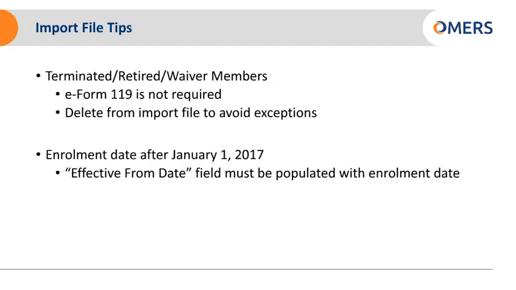Lastly, for those who enrolled after January 1st of the reconciliation year, you will need to input their enrollment date as the effective from date. This will ensure that the system is only looking for service and earnings information from that point onward and will avoid exceptions generating when you try to submit these requests.